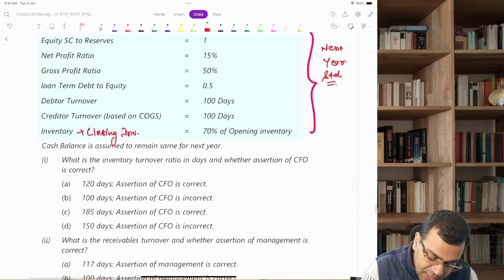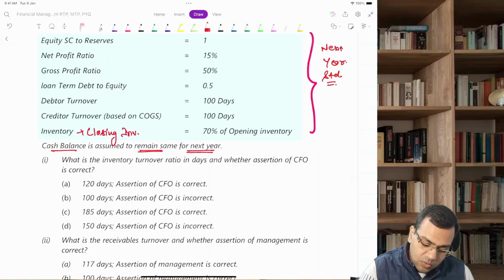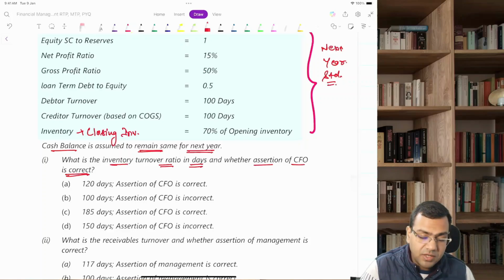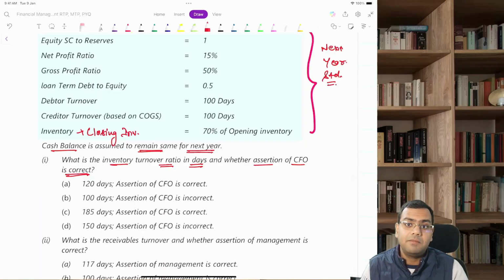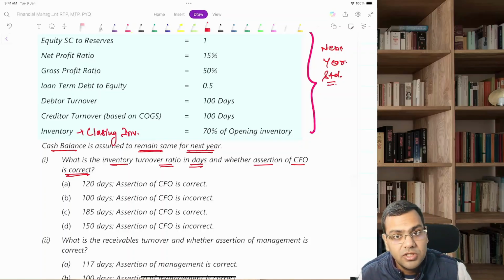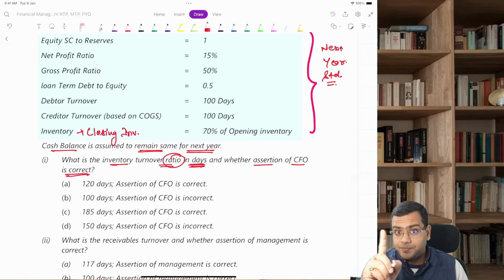Cash balance is assumed to remain same for the next year. The same cash balance you will maintain in the next year also. Now he says, what is the inventory turnover ratio in days and whether the assertion of CFO is correct. What was the assertion of CFO? That on the management's demand, there is a huge stock that is kept, because of which there is a cash crunch situation. Now we have to calculate inventory turnover ratio in days, not times.